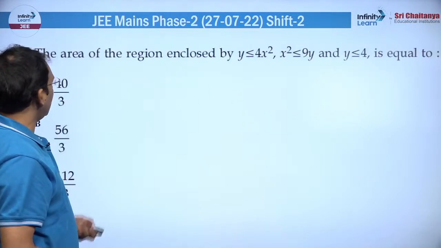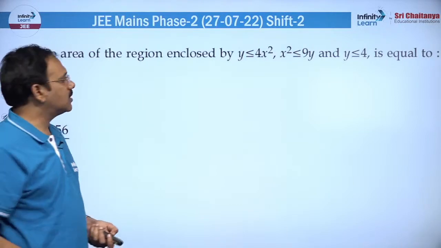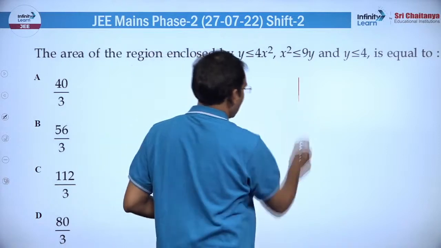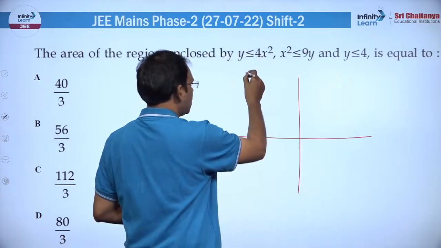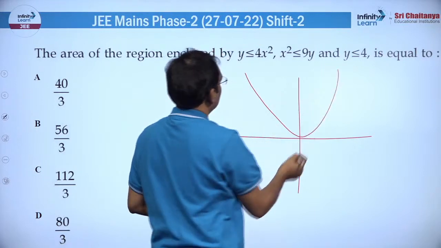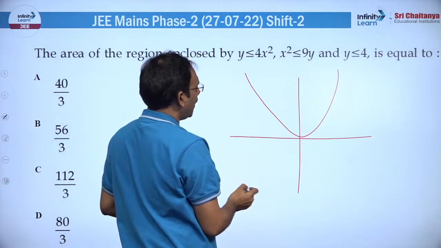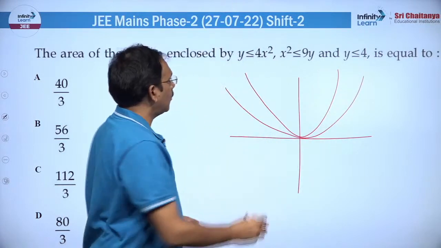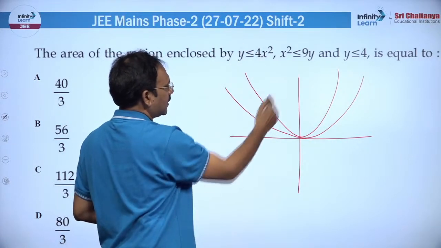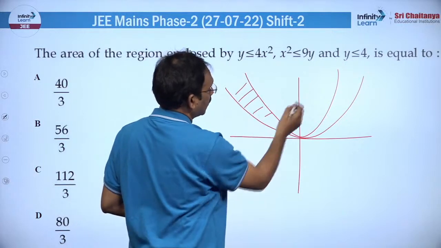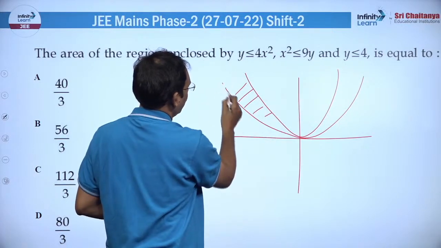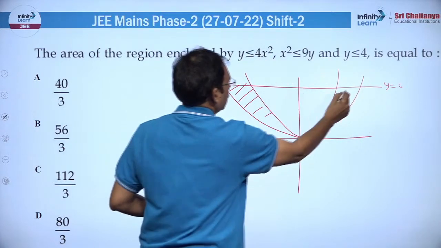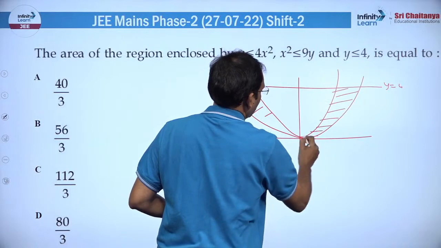Next, the area of the region enclosed by y is equal to 4x square and y is equal to x square by 9. If you draw the graph, y is equal to 4x square will be this, and y is equal to x square by 9 will be a bit smaller like this. Now the area below this and above this is what you are going to get, but y less than or equal to 4 means you draw the line y is equal to 4, and this is the area you require.